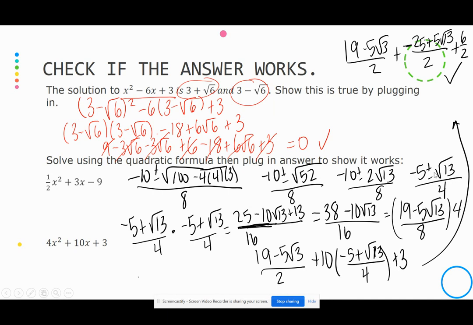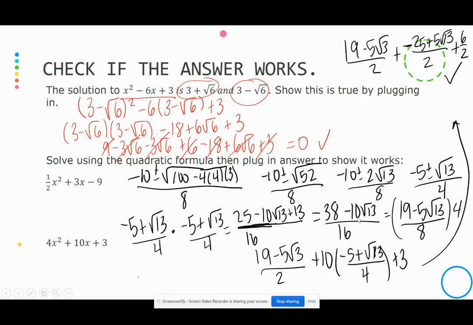I chose to show you the positive because I don't have a lot of space, but if I was to give you a problem like this, you would have to show me both. So I know that if I'm squaring it, I have to multiply them twice. So 4 times 4 is 16. Negative 5 times negative 5 is 25. Negative 5 times square root of 13, negative 5 times square root of 13, combine them gives me negative 10 square root of 13. Square root of 13 times square root of 13 is 13. Combine my like terms, I get 38 minus 10 square root of 13 over 16.